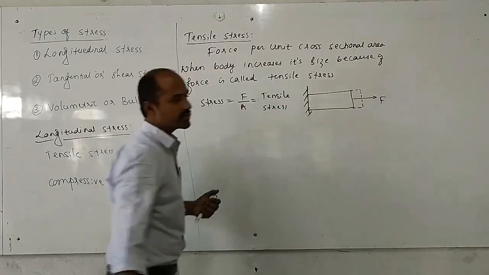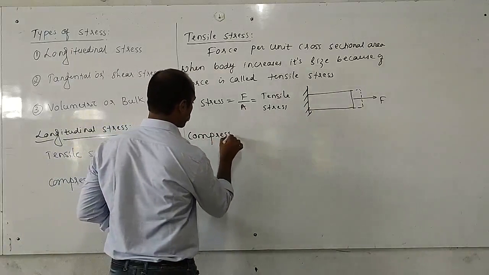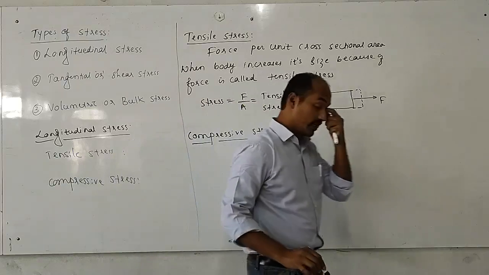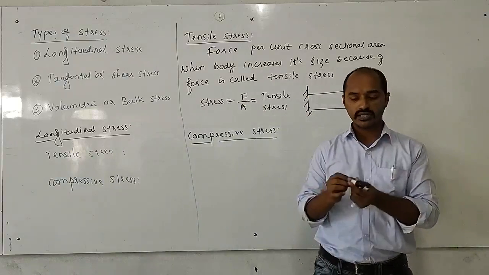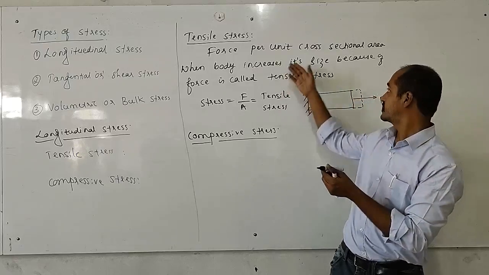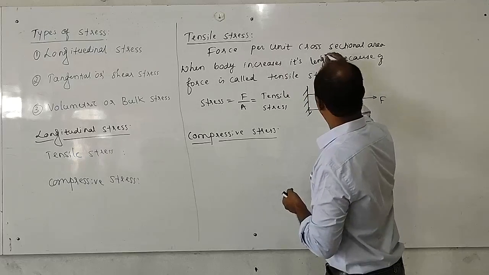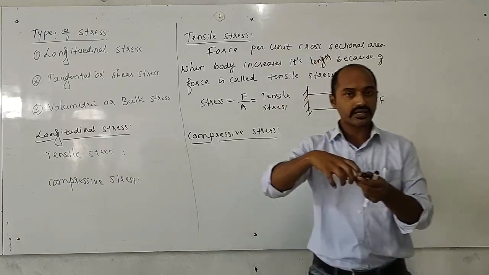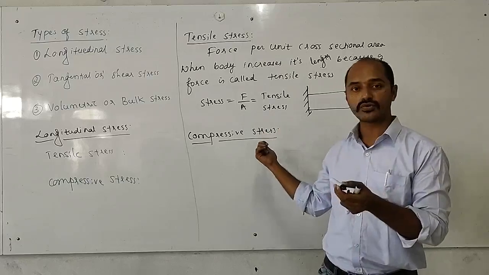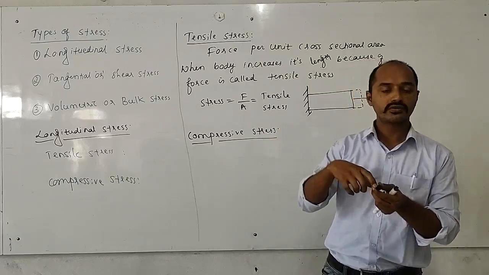Right here, the length of the body is increasing. Similarly, if I write the compressive stress, it is also force per unit area, right? But what special thing is happening here? The length of the body decreases. So this decrease in length is caused by the force that is called the compressive force, and hence the inbuilt force or inbuilt stress is called compressive stress, right?